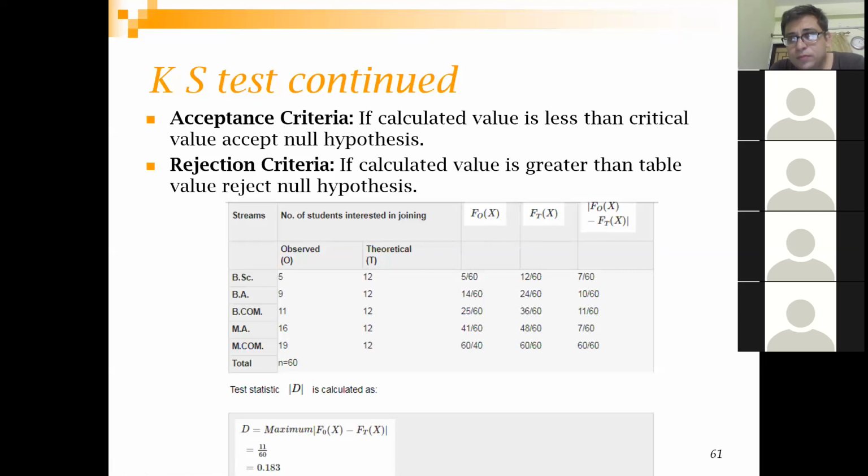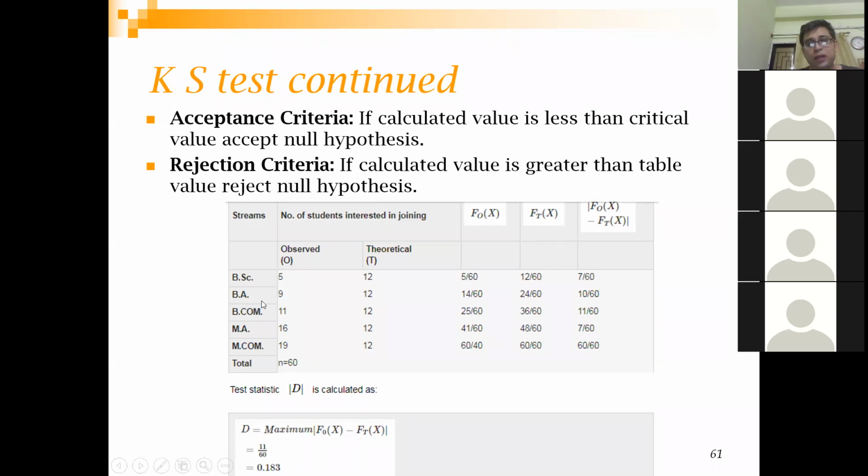No, sir, I don't have any questions. Okay. Sir, I had a question. We are taking the theoretical distribution and the observed distribution for the number of students interested in joining. Is this based on binomial distribution, normal distribution, or Poisson distribution? What type of distribution are we using for the observed and for the theoretical? So for observed, you are not using any frequency distribution. You are simply calculating what you are seeing. You have seen BA to be 5, so you have put 5 by 60.